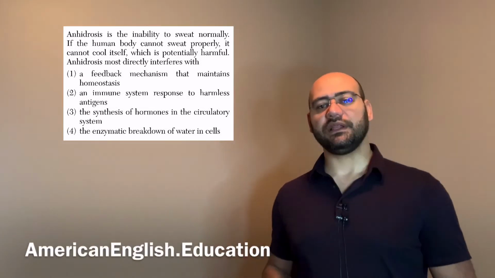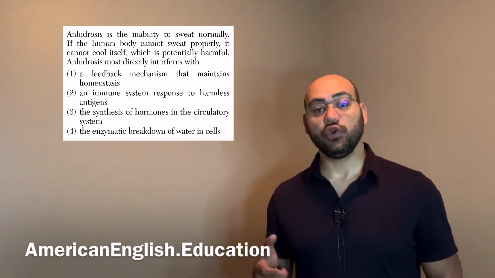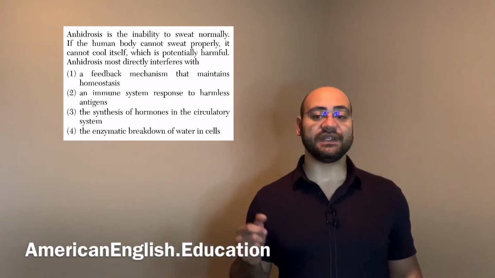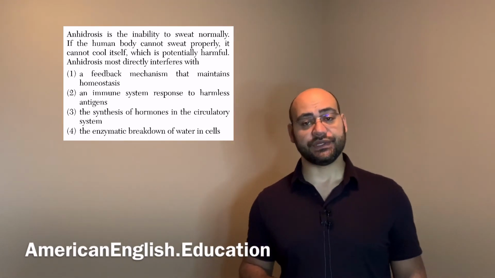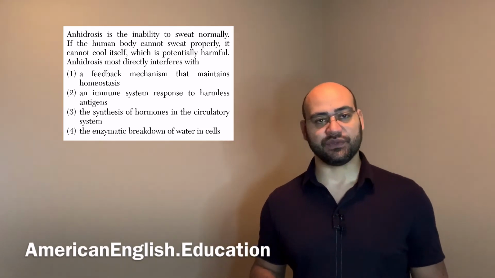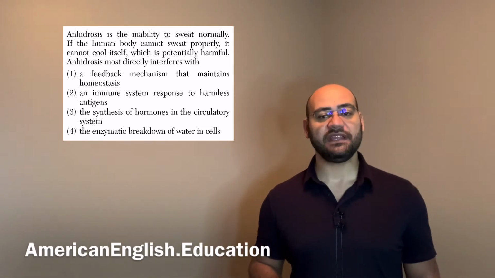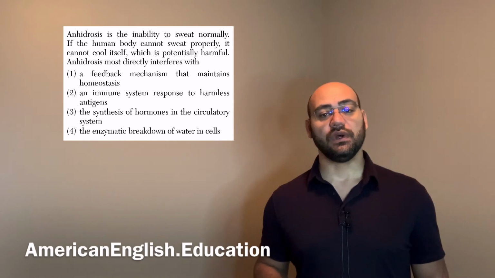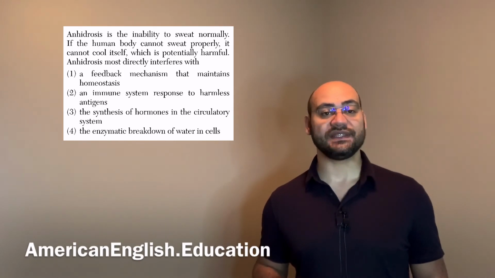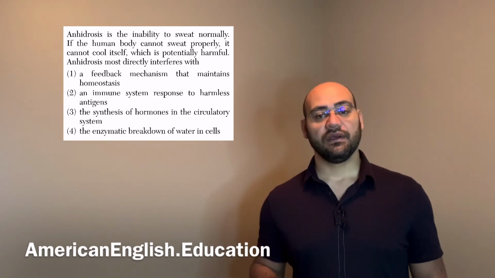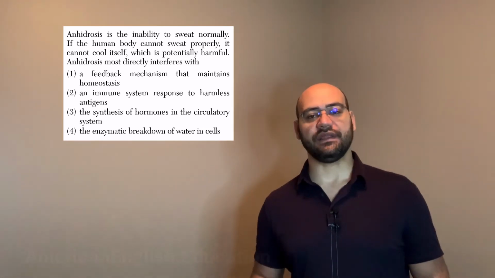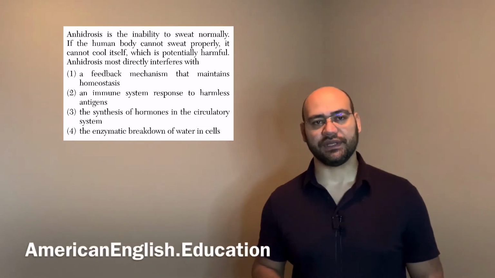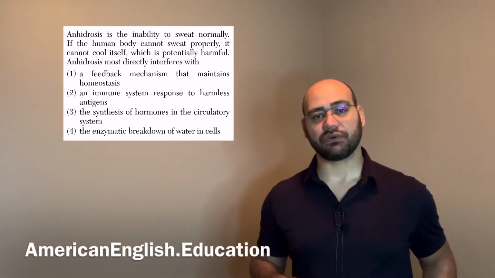Anhidrosis is the inability to sweat normally. If the human body cannot sweat properly, it cannot cool itself, which is potentially harmful. Anhidrosis most directly interferes with 1, a feedback mechanism that maintains homeostasis. 2, an immune system responds to harmless antigens. 3, the synthesis of hormones in the circulatory system. 4, the enzymatic breakdown of water in cells. Number 1 at this point is your right answer.